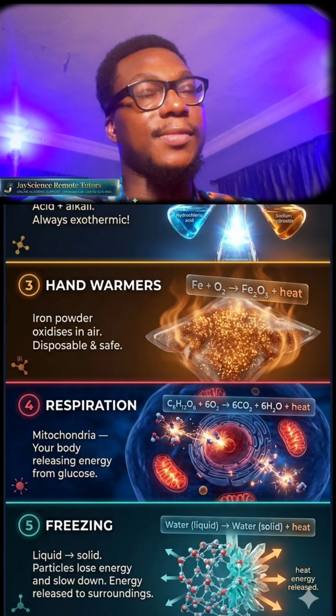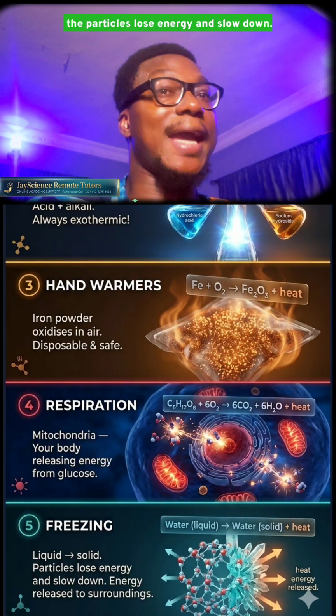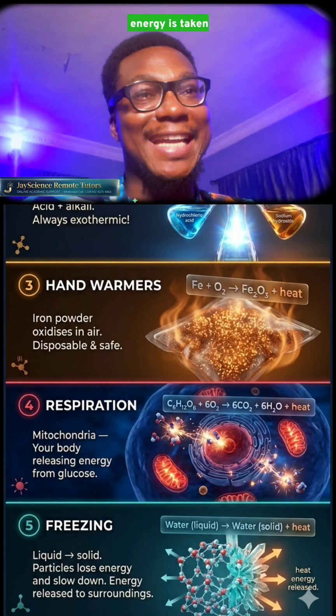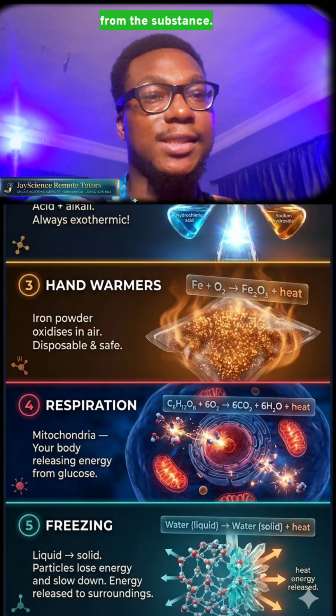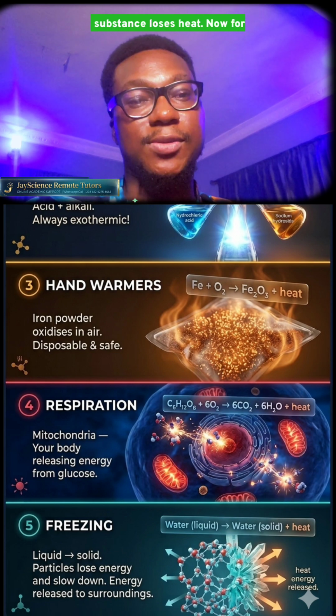Freezing is also exothermic. So when the liquid becomes solid, the particles lose energy and slow down. Energy is released to the surroundings. Thermal energy is taken from the substance, the substance gets cold, or we can say the substance loses heat.